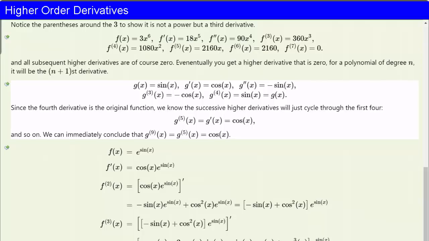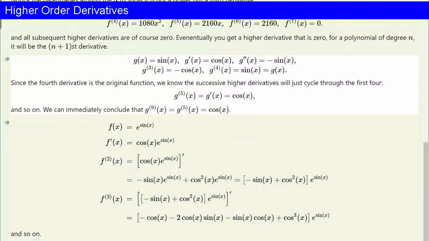Since the fourth derivative is the original function, we know the successive higher derivatives will just cycle through those first four. The fifth derivative, for example, is the derivative of g4, which is the same as g prime, which is cos x, and so on. We can immediately conclude, for example, that the ninth derivative of this function is the same as the fifth derivative, which is cos x. For more complicated functions, the computation of higher derivatives can be a frustrating exercise in using the various rules for derivatives.